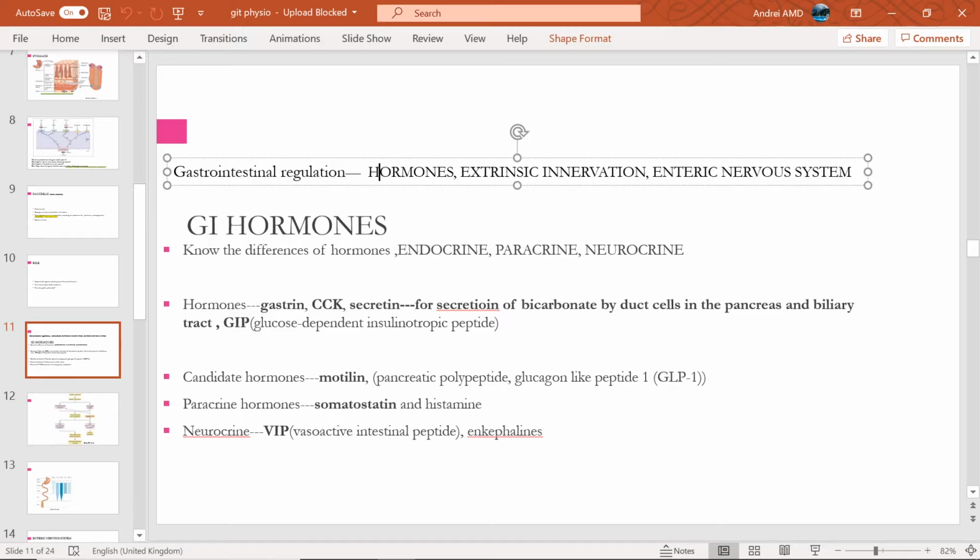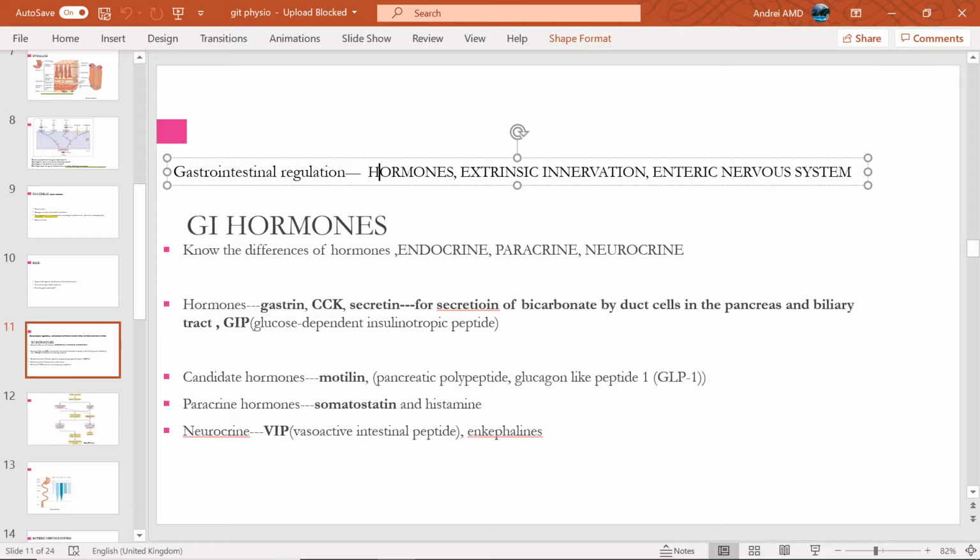Then we have the enteric nervous system again. This is like the brain itself. It has a lot of neurons, like 100 million neurons. It is called a brain because it can sense, it even has motor neurons, and it even has interneurons. And this extrinsic innervation, which is sympathetic or parasympathetic, is the one that connects this mini brain to the brain. Okay.